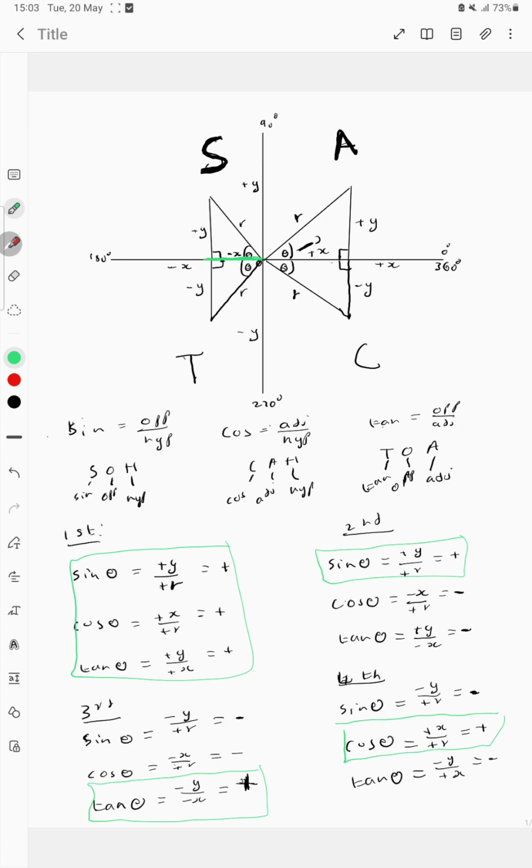So that's where the ASTC mnemonic comes from: all students take cash, or all students take care. You guys are naughty. I'm sure you would like this one. But all students take cocaine, all students take cash because you love money.